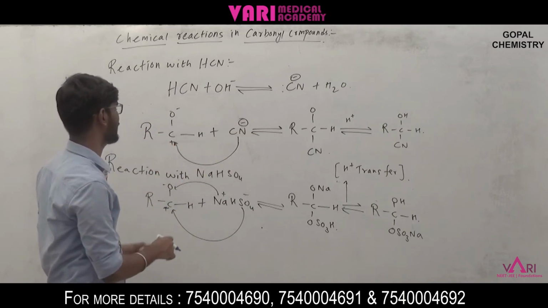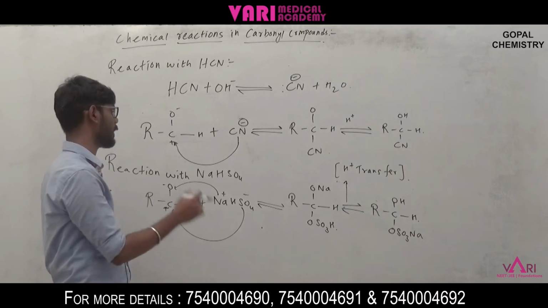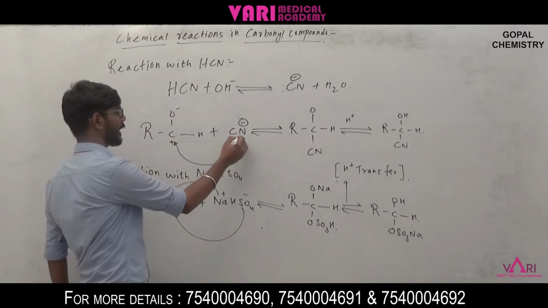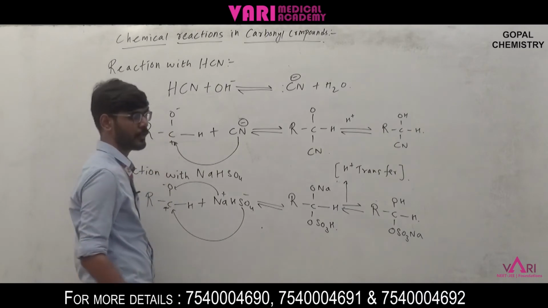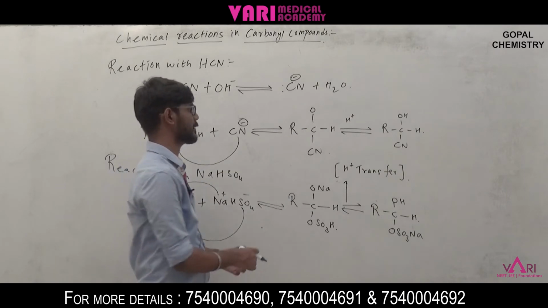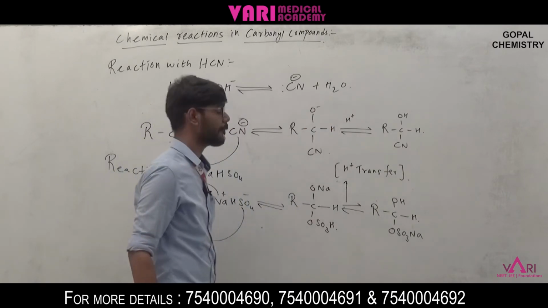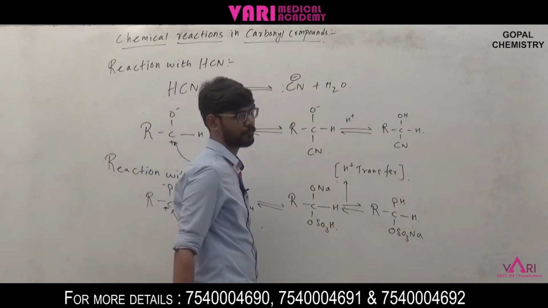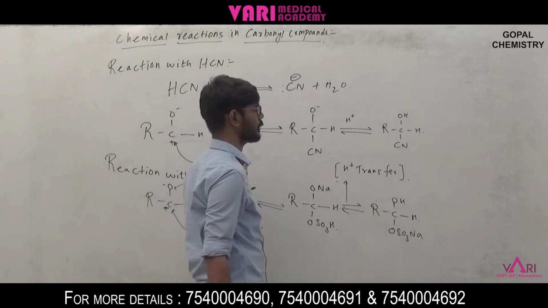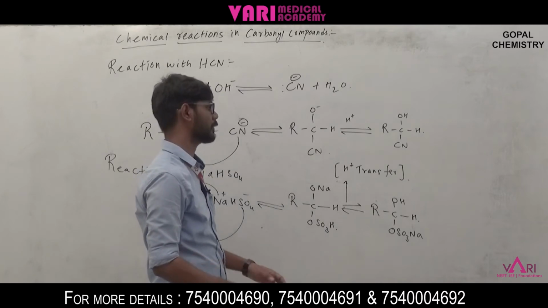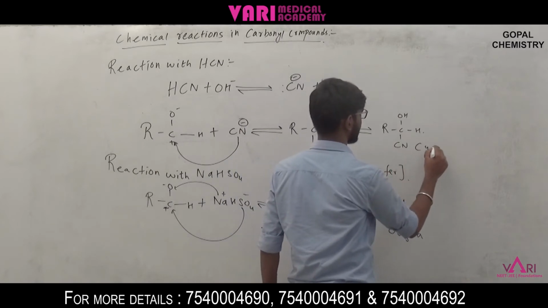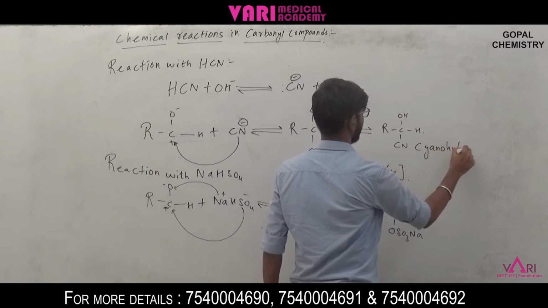Since the carbonyl C double bond O is polarized, the carbon will have a positive charge and the oxygen will have a negative charge. So the nucleophile has to be added to the carbon, right? Then the reaction will be like this. The carbon will be in sp3 hybridization, as we discussed in the previous class. Next, the H plus, the proton, is attached to the oxygen anion, so it will change into an OH group. This is called cyanohydrin. Cyanohydrin.